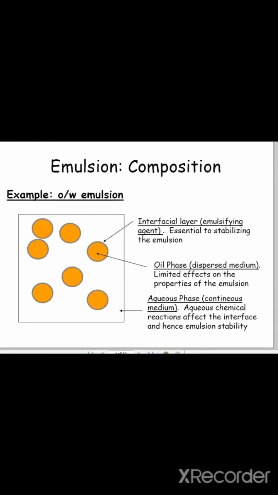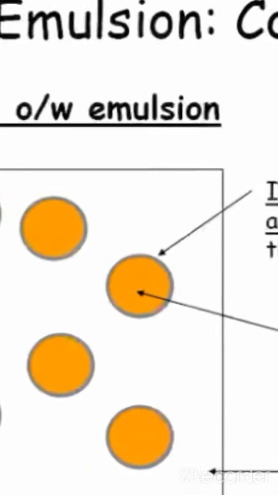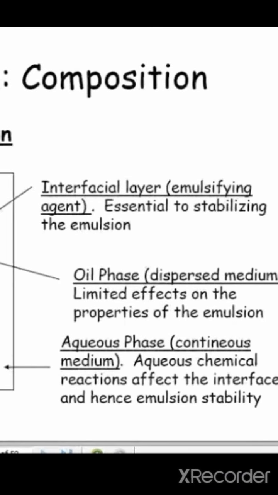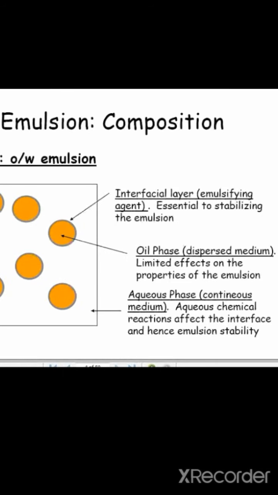And you can see the purple ring. Here is the interfacial layer where an emulsifying agent is added, essential to stabilize the emulsion, because to stabilize the emulsion an emulsifying agent is generally added. And in labs we easily get acacia as an emulsifying agent.